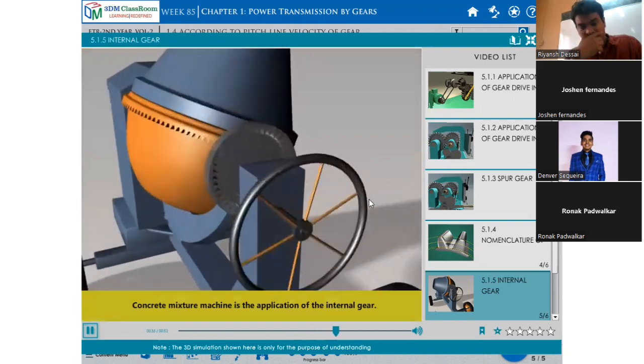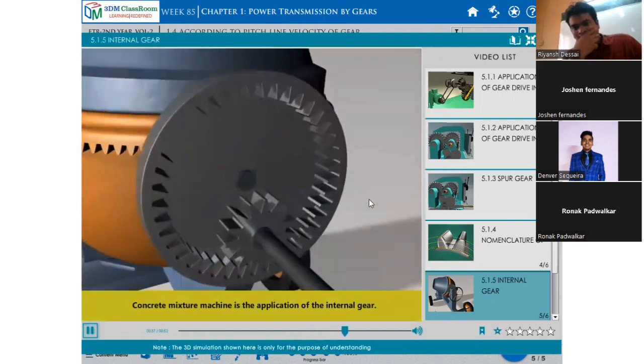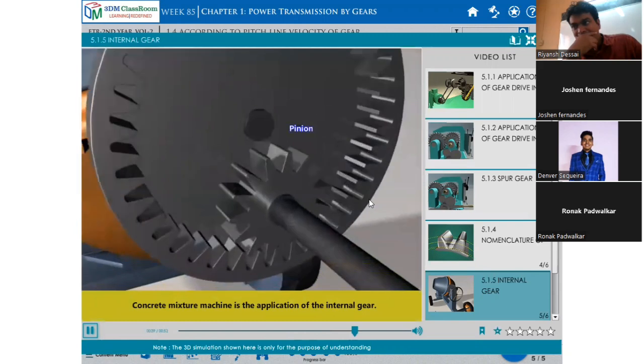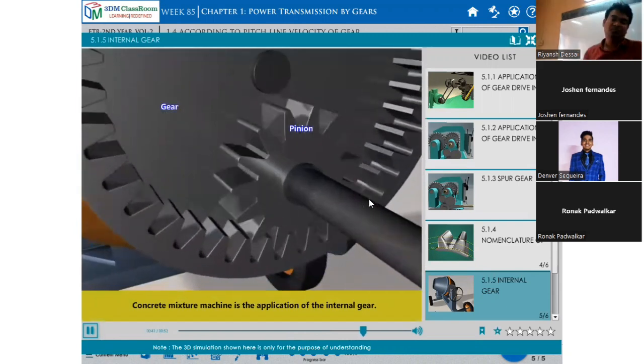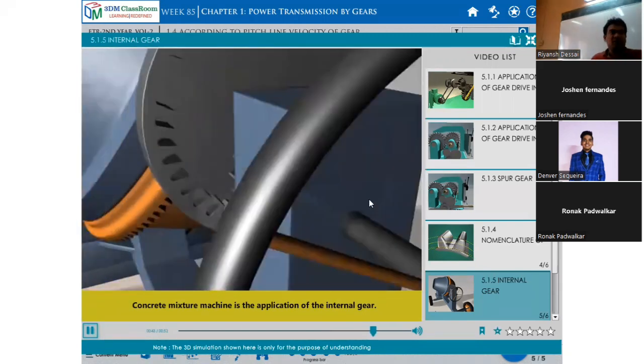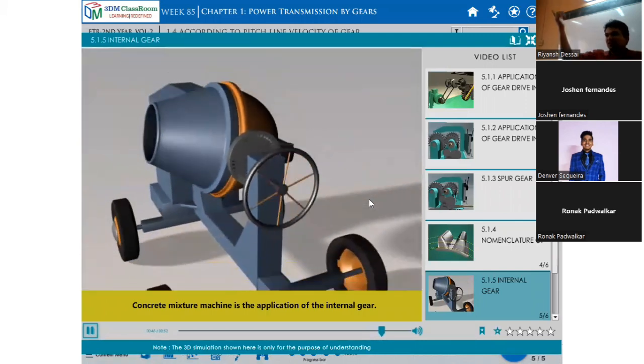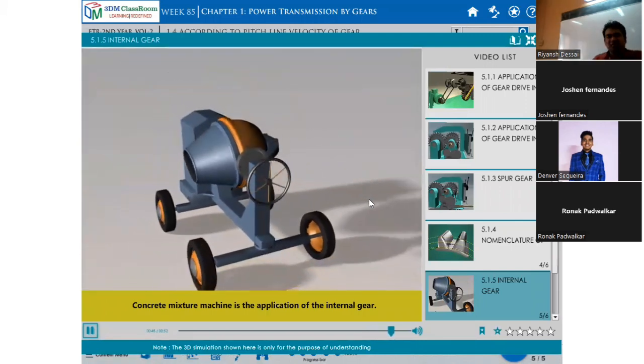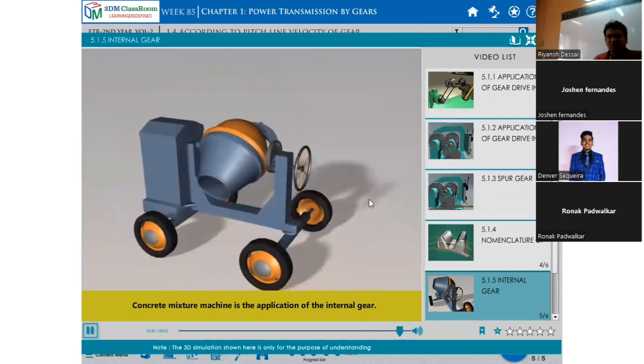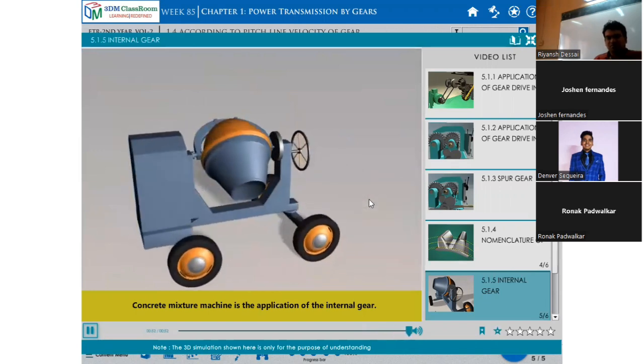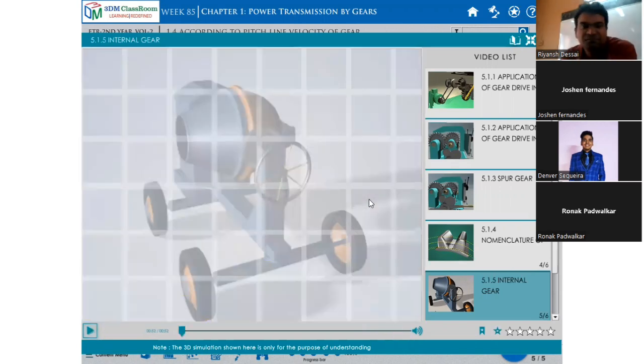A concrete mixer machine is an application of the internal gear. So the concrete mixer is the application of internal gear. There are internal gears made of cast iron. Okay, this is our internal gear example.